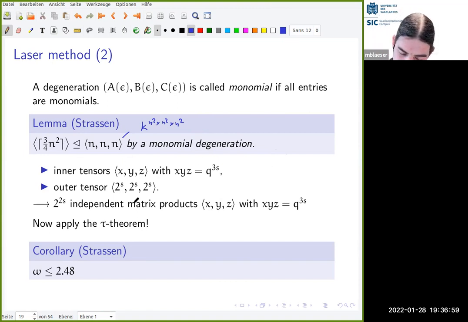And if you now do this, you have this outer tensor, and you get this diagonal out of this. Because this is a monomial degeneration, this will not mess up the inner structure. And therefore, you get essentially 2 to the 2s, which is simply 2s squared, independent matrix products of this size here, and this is the size of the inner products. So essentially, by looking at the inner and the outer structure, and getting a diagonal out of this outer structure, Strassen was able to get a large number of independent matrix products. And this is the situation of the tau theorem. And therefore, he could prove that omega is bounded by 2.48, by essentially throwing the tau theorem at it.